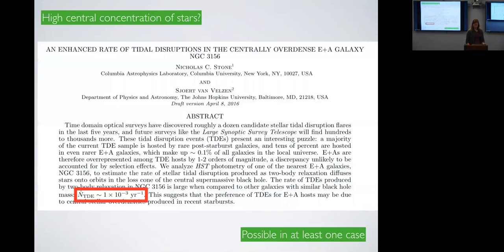All right, so there's one galaxy that's a post-starburst that had archival HST images that Stone and Van Velzen went and looked at to see if the central concentration of the galaxy was enough to explain the rates that we're seeing. Basically, is it just cuspy enough that there's enough stars in that last cone that could have this high rate of TDEs? And they found that they expected a TDE rate in this post-starburst of about 1 per 1,000 years per galaxy, which is consistent with what we estimated from the comparison with the Sloan spectra. So in at least one case, it's possible that a high central concentration of stars formed in the recent burst could increase the TDE rate enough.